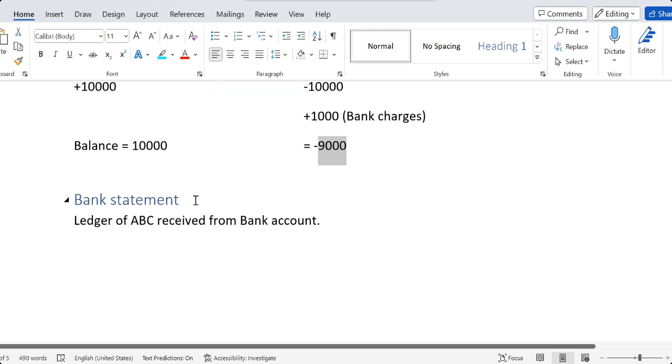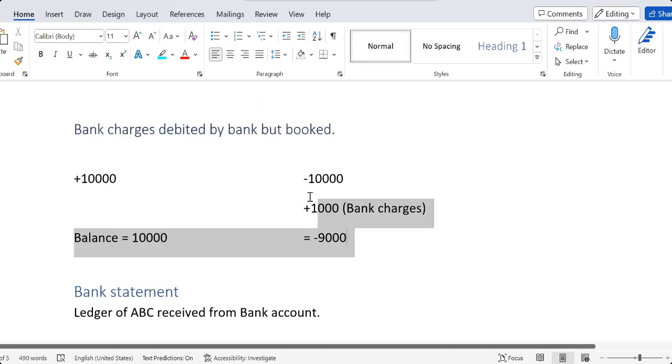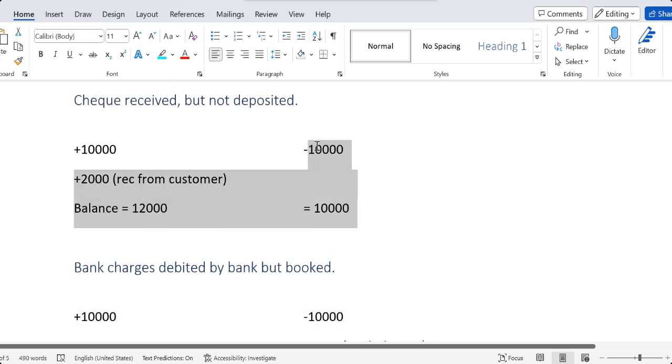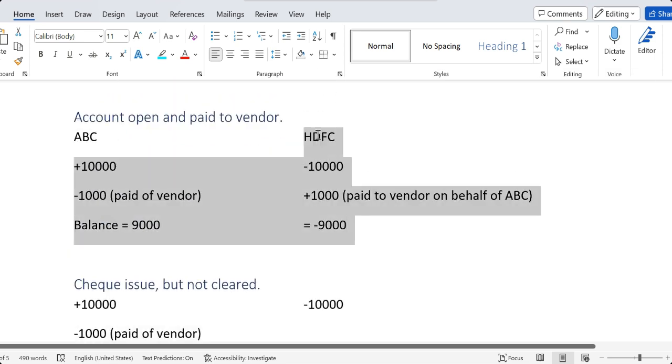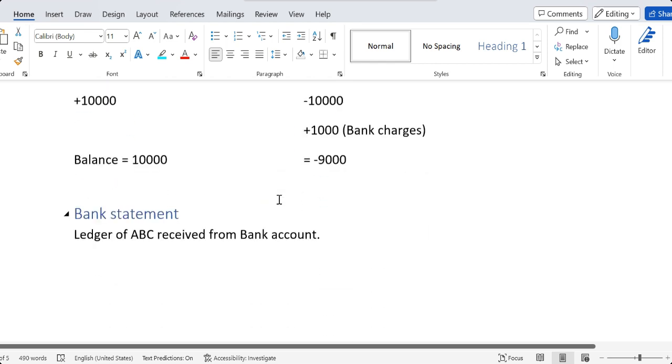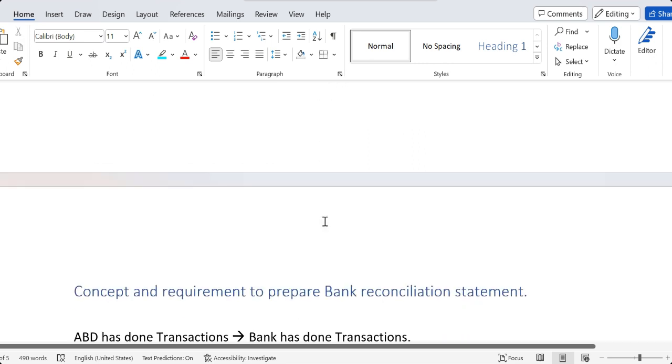Now, as we are going to discuss in this video, what is a bank statement? All these transactions, whatever transactions the bank is recording in its customer accounts, this is the bank statement for us. So the simple ledger of ABC received from the bank is the bank statement.